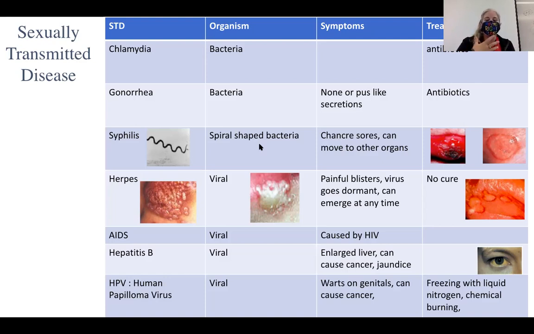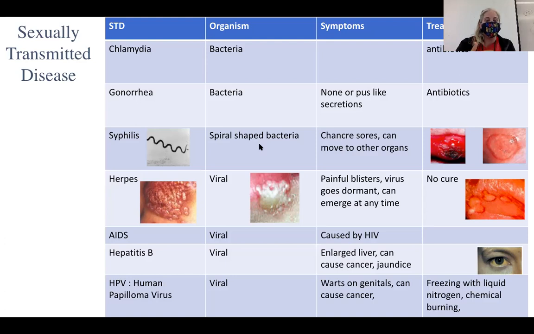But with herpes, there are painful blisters. The virus can go dormant, and it can emerge at any time. Herpes can cause infertility issues and other secondary issues. It's just painful. Nobody wants painful blisters on their genitalia. But it is not preventable through the use of a condom. Condoms do not protect against herpes.